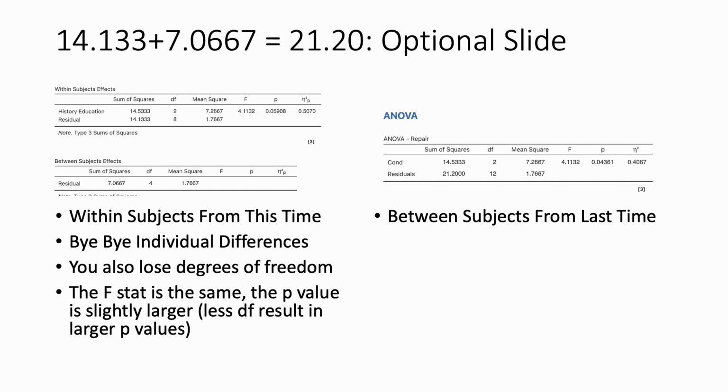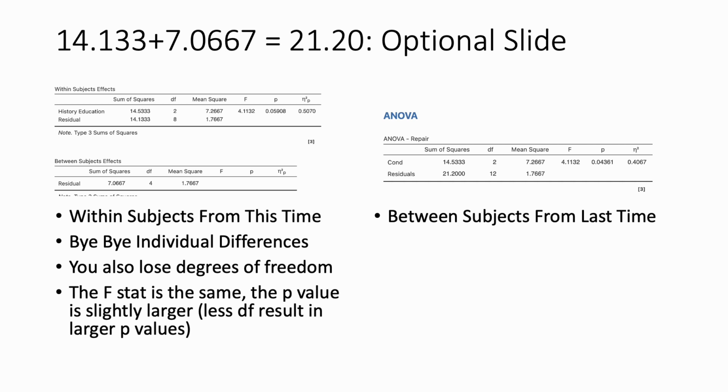Now the important thing, I put it at the top, 14.133 plus 7.0667 equals 21.20. Why am I doing that? Look at your sum squares residual in the within subjects effects column, it is 14.1333. Look at your sum squares for the between subjects effects column over for the within subjects design, it is 7.0667. And now go over to the between subjects design and see that the residual sum squares is 21.200.